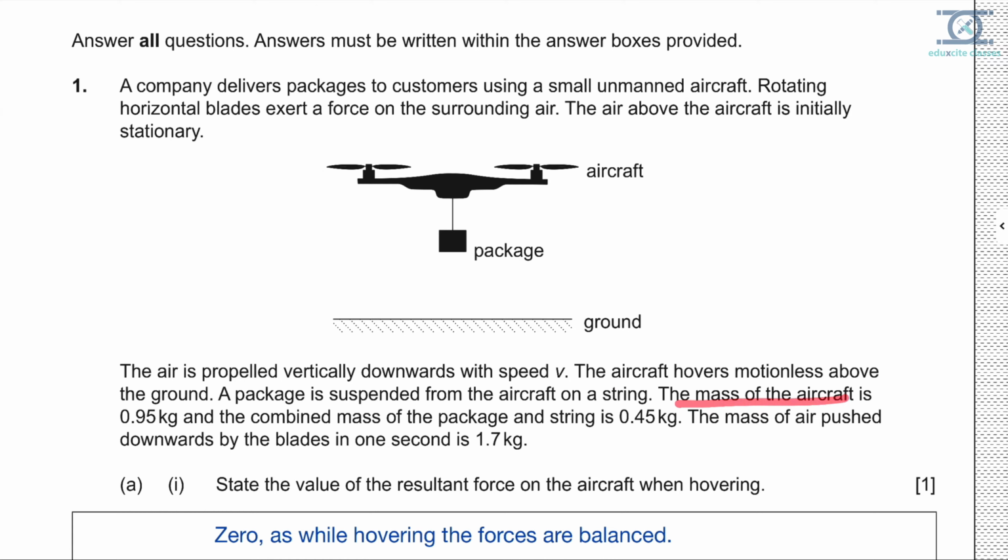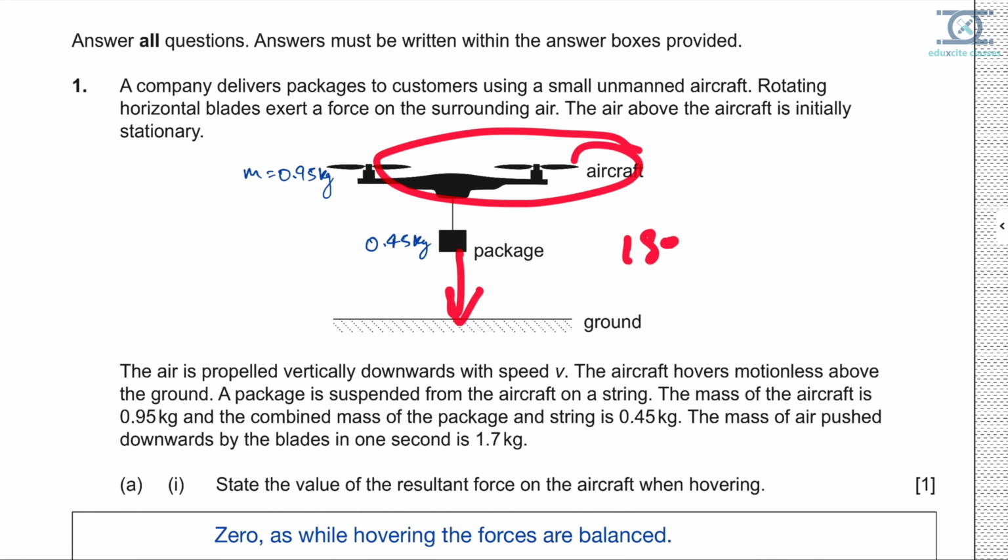The mass of the aircraft is 0.95 kg. And the combined mass of the package and string is 0.45 kg. The mass of air pushed downward by the blades in 1 second is 1.7 kg. So this is the mass of air that is pushed down by the aircraft in 1 second.